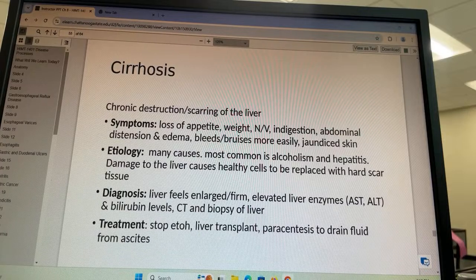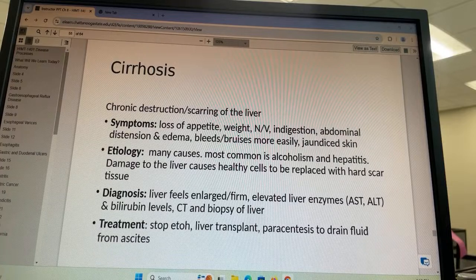And again, alcohol is the biggest cause of this, but there are other things that can cause it as well. It's one of those things where people assume that, oh, you have cirrhosis, you must be an alcoholic, or oh, you have lung cancer, you must be a smoker. Those are the most common, but there are other things. We just have to be careful not to assume things about people.